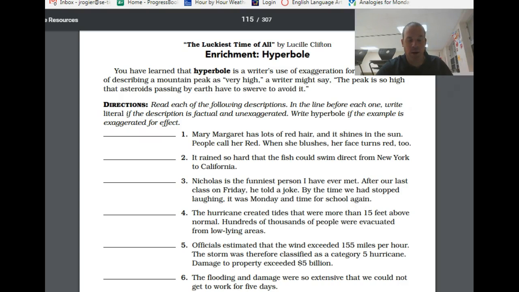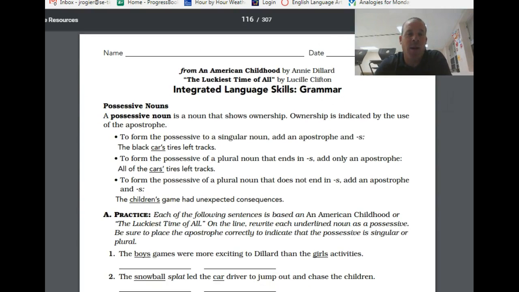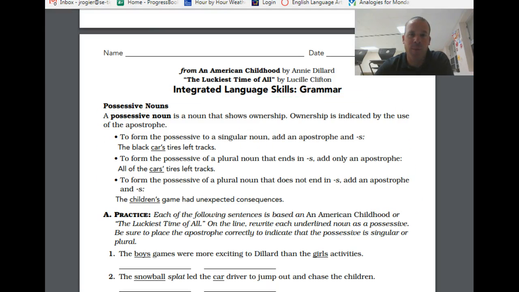The last one is the grammar. It talks about possessive nouns, and it basically just talks about how you use the apostrophe s when you're using possessive nouns, whether it's a singular noun or a plural noun. Right up here, this is what you really want to pay attention to. Here are the rules for possessive nouns. Make sure you pay attention to that. Once you read that a couple times and go over it, you should be fine going off on your own for that part of the worksheet.